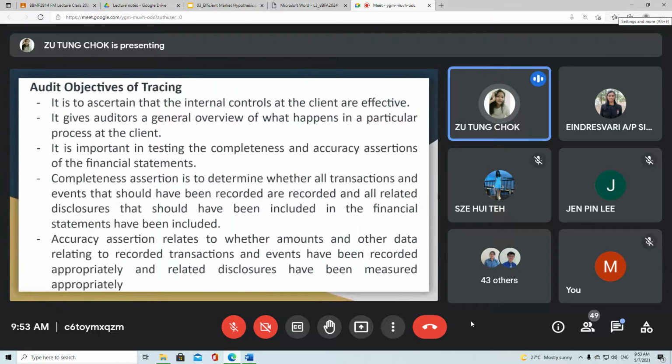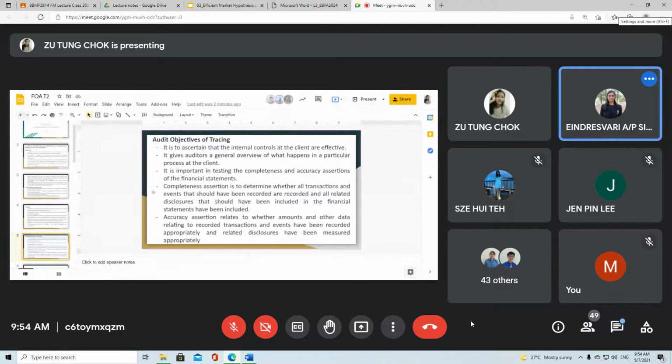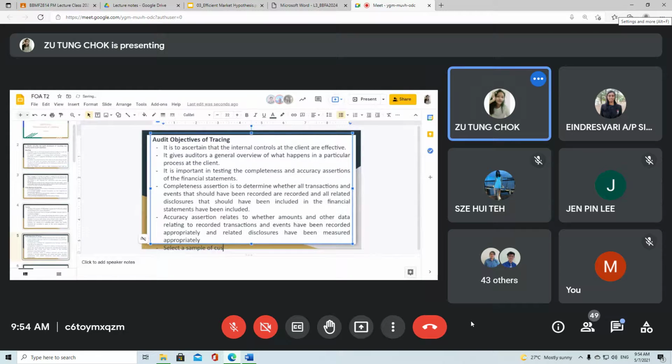Select an example of customer orders. Can you type? I can't hear your voice clearly, so you have to type. Too soft. Oh, okay.